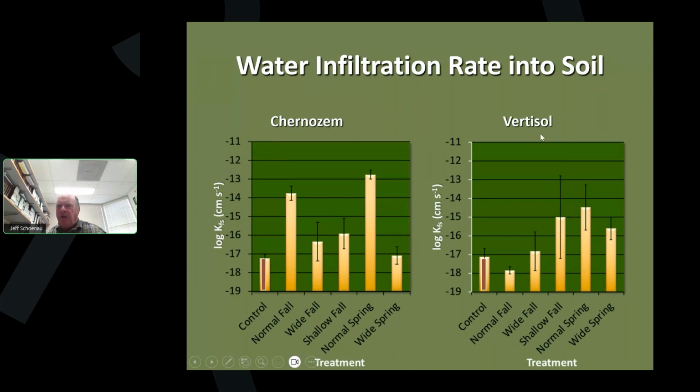On the Vertisol, what we see compared to the control, interesting. The fall operations, again, probably because they didn't last into the spring, and when we were making our measurements compared to the spring application of those paraplow treatments, fall didn't seem to work as well on that heavy clay soil compared to the spring. Again, we got our best infiltration on our normal configuration.